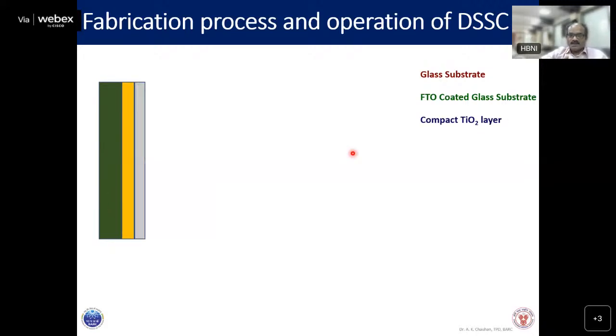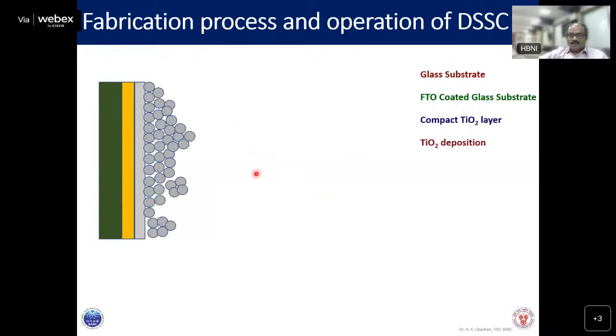Then over that, a compact TiO2 layer is deposited so that it makes very good contact with the FTO. And then over that, the TiO2 nanoparticles are deposited. Now this entire assembly is called the photoanode. After that, a heat treatment is given with a predefined program.